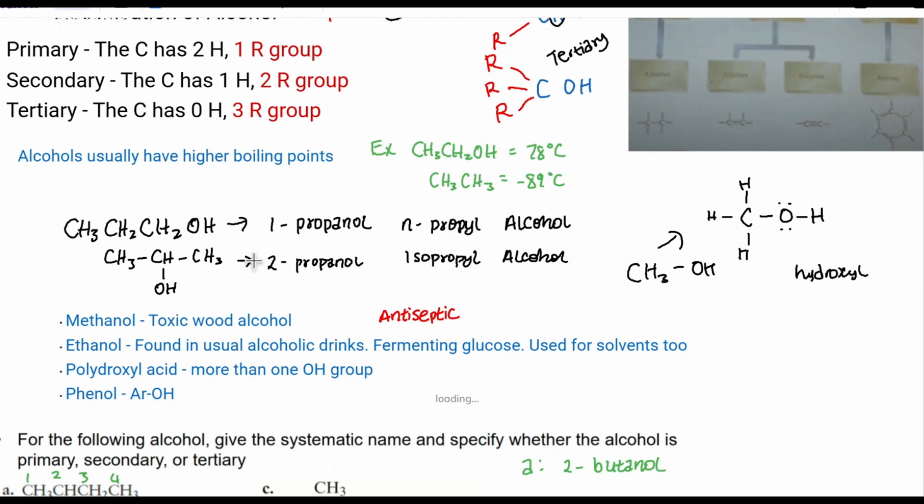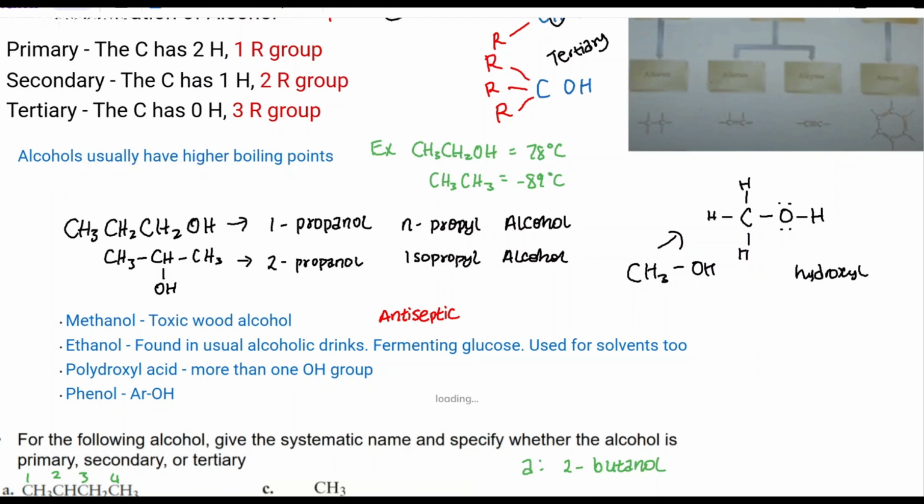And isopropyl, remember isopropyl before is in the middle. So if you cover the OH up, this is the isopropyl if it's connected to the middle carbon with methane on each side. But it's alcohol, so it's isopropyl alcohol.